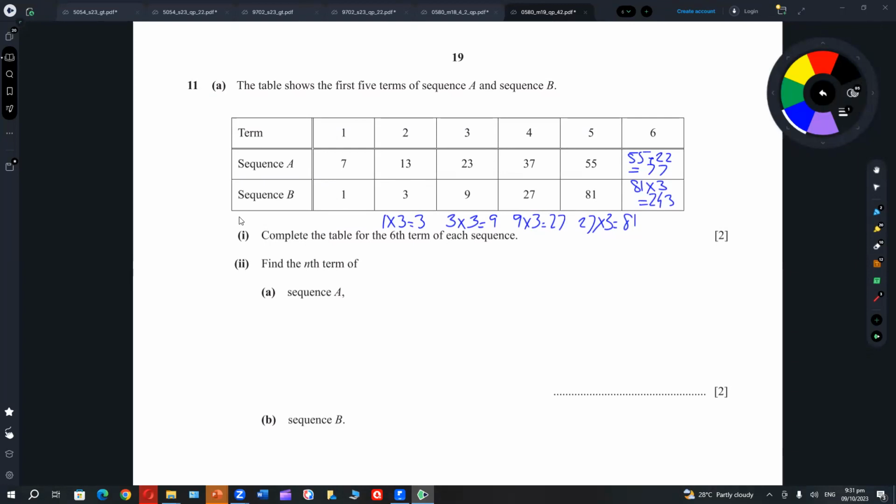if you notice here, this is term. So I write n here, this is n. n is equal to 1, n is equal to 2. So for sequence A, you have to make a pattern formula which can represent all of them.